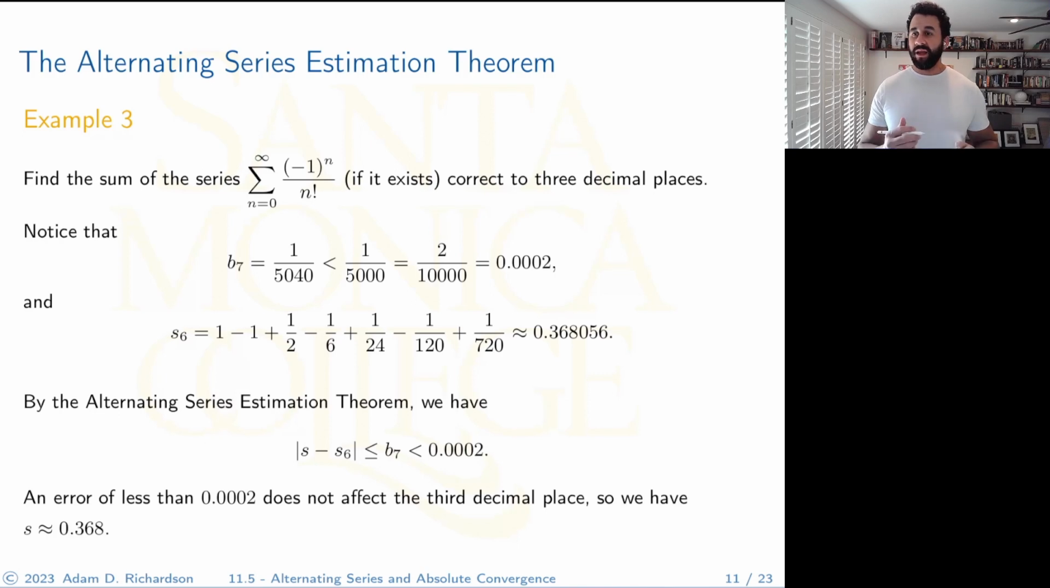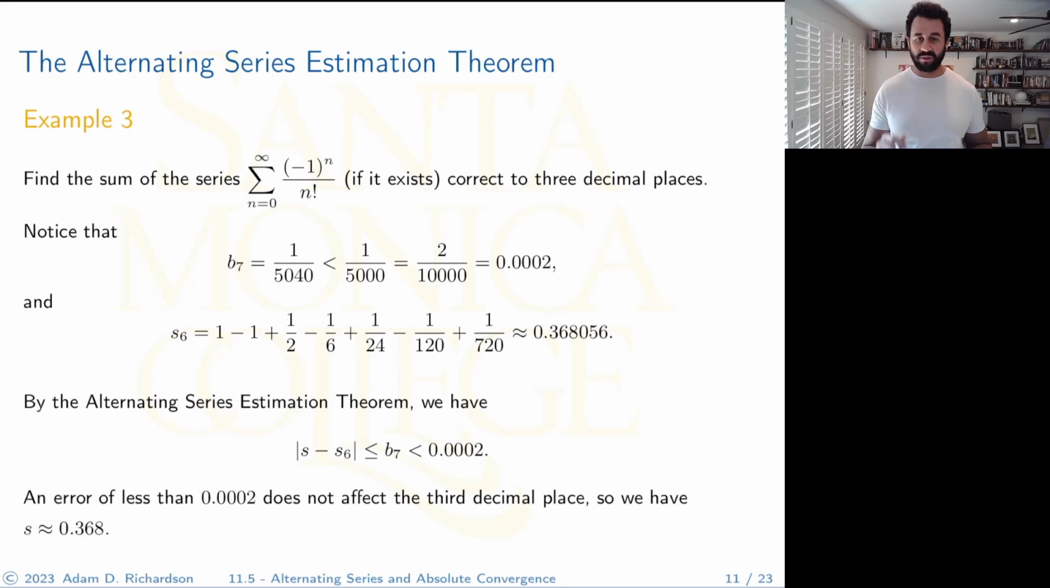All right? So the alternating series estimation theorem says that whatever the error involved is, it's got to be less than B7, which is less than 0.0002. So an error of less than 0.002 doesn't affect the 3rd decimal place. So we have that our sum is approximately equal to 0.368, and this is accurate to 3 decimal places. Okay. In practice, this is how you can use the alternating series estimation theorem.